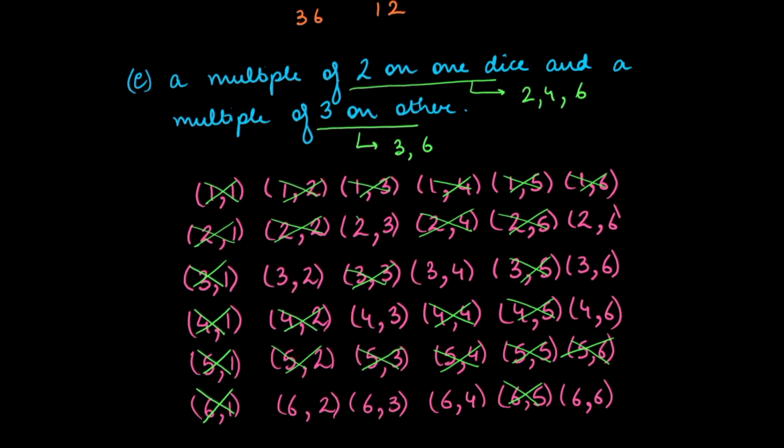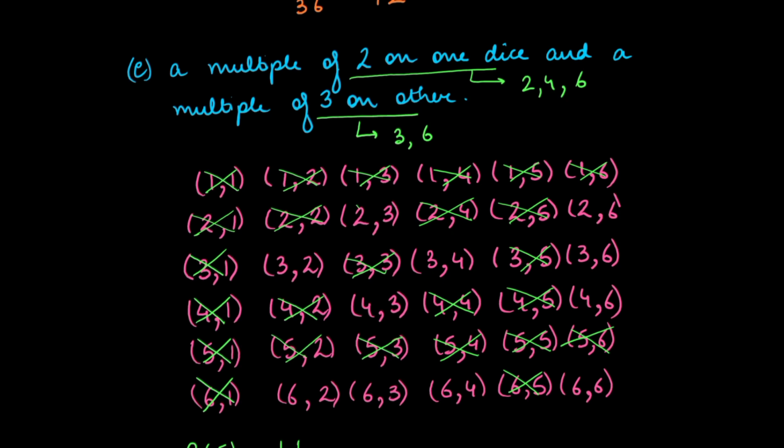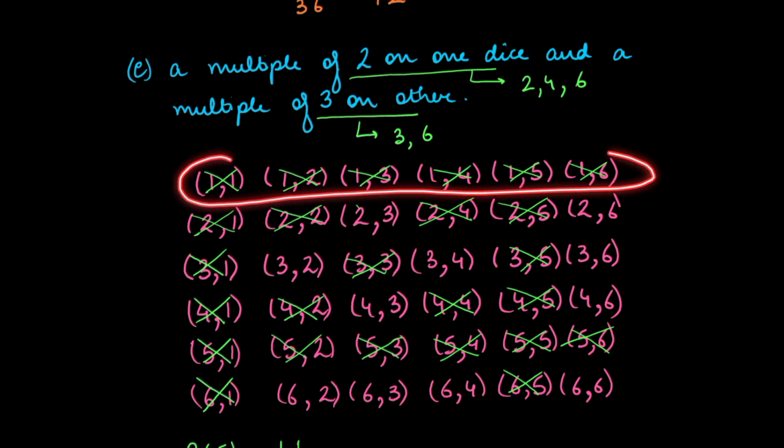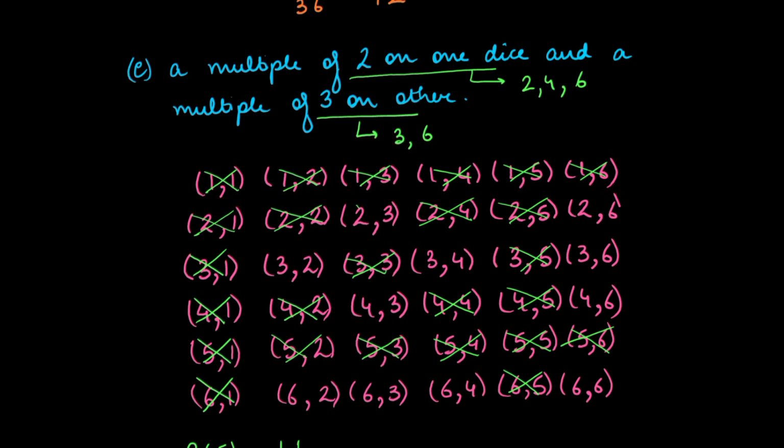A multiple of 2 on one dice and a multiple of 3 on the other dice. What are multiples of 2 that are possible? 2, 4 and 6. 8? No, dice contains only till 6. And the multiple of 3, 3 and 6. Simple. So we need to see that there is a multiple of 2 on one dice and the multiple of 3 on the other dice. So let's go line wise. The first line contains 1 on the first dice. Now 1 is neither the multiple of 2 nor a multiple of 3. So this whole line gets cancelled out.